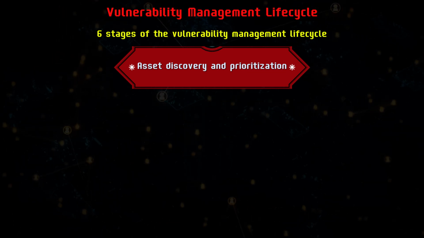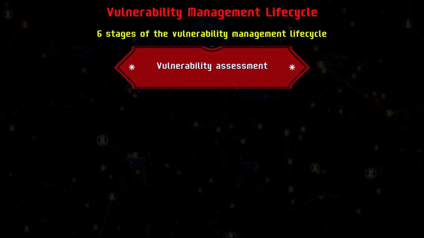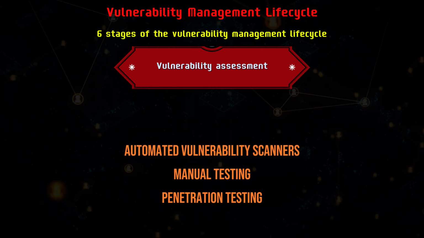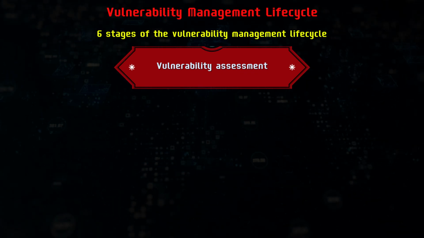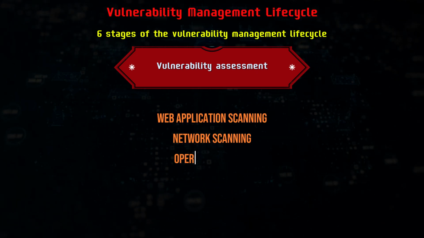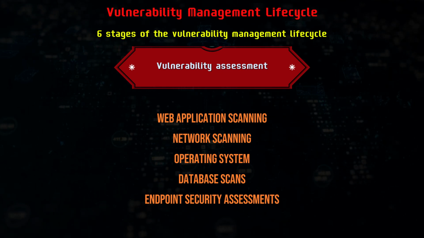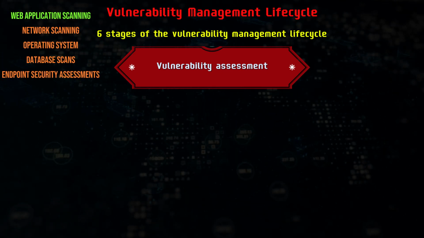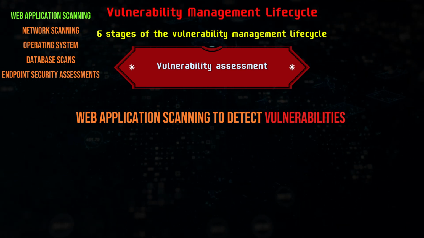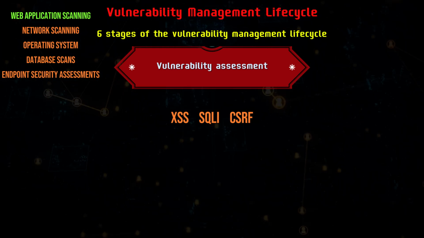Number 2. Vulnerability assessment. Identify potential system vulnerabilities. You may use automated vulnerability scanners, manual testing, or penetration testing. Several sorts of vulnerability scanners will help you, like web application scanning, network scanning, operating system scans, database scans, and endpoint security assessments. Web application scanning detects vulnerabilities such as cross-site scripting, SQL injections, cross-site request forgery, etc.